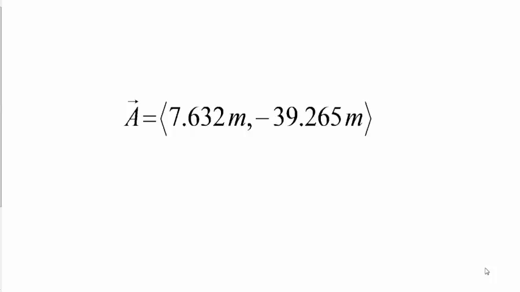Hi, this is Mr. Merrill, and in this video we're going to talk about how to take components and change them into magnitude and direction. So basically switching from one way to mathematically write a vector to another. So say you're given this set of components for random vector A. How would you start this out?